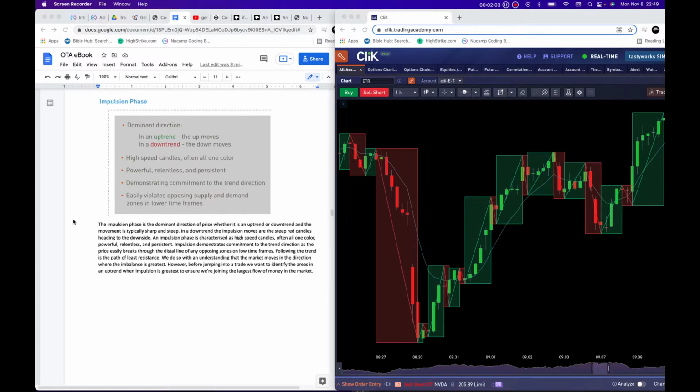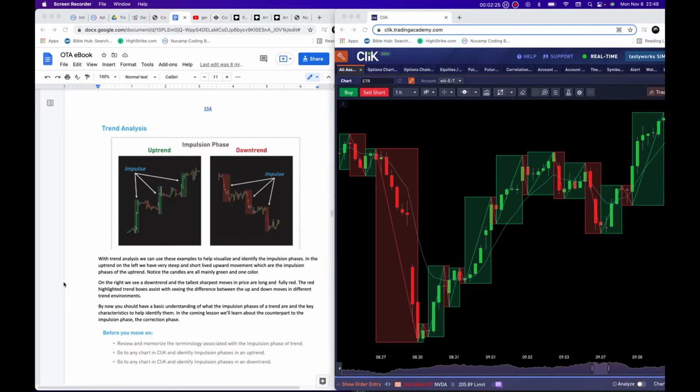However, before jumping into any trade, we want to identify the areas in an uptrend or downtrend when impulsion is greatest. And we do that to ensure we're joining the market where the largest flow of money is in the market. With trend analysis, we can use these examples to help visualize and identify the impulsion phases.